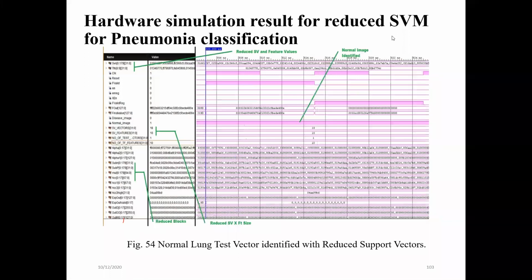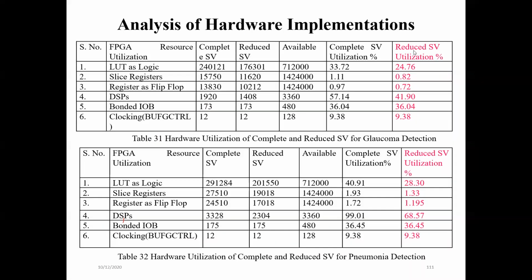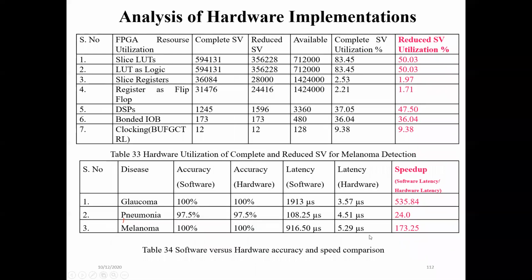And finally, the analysis of hardware implementation reduced the support vector utilization while maintaining accuracy. You may observe 24.76 lookup tables as logic and slice registers, so you got a reduction. This is the hardware utilization of complete and reduced support vectors for glaucoma, pneumonia, and melanoma. Also there is a parameter, speedup, where software latency divided by hardware latency is taken. Software versus hardware accuracy and speed computations are done.